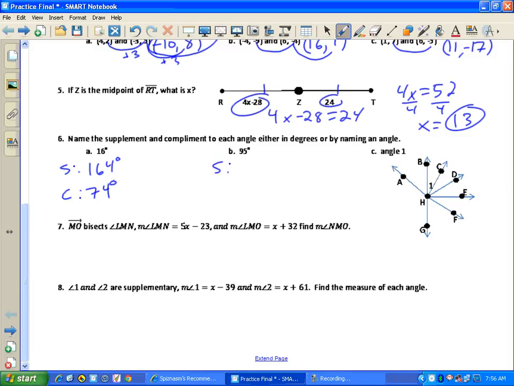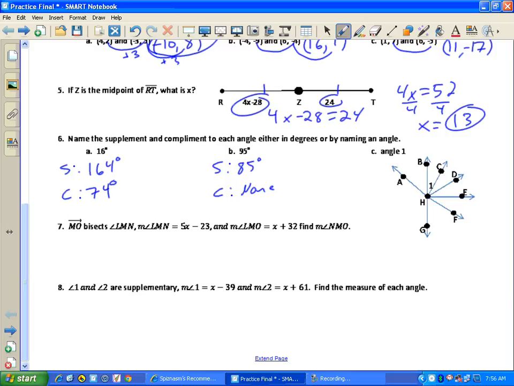The supplement for 95 is going to be 85. And there is no complement because I'm already over 90 degrees, and you can't have a negative angle.